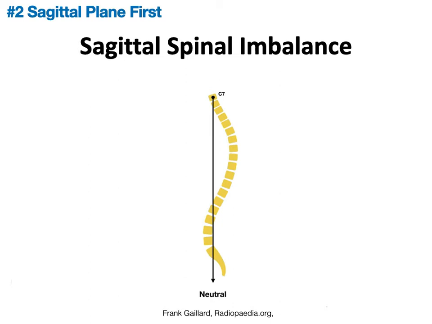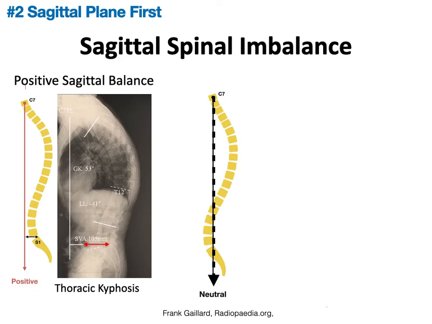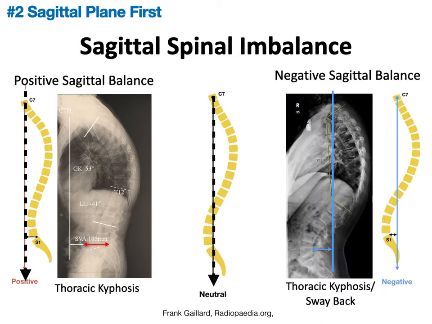A sagittally balanced spine is depicted here in the center, where C7 is positioned directly over the sacral base. On the left is a representation of positive sagittal balance, where C7 is in front of the sacral base. This is often due to a round back or kyphosis. On the right is a negative sagittal spinal balance, where C7 is behind the sacral base. We often see this in someone with a sway back posture.